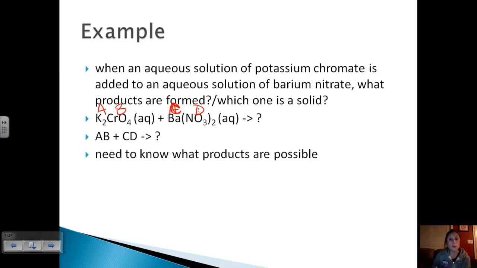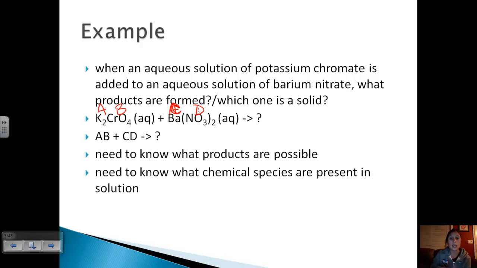So we need to figure out what products are possible in this reaction and what chemical species are going to be present in solution. So of our products, are any of them going to be solids, and then are any of them going to be aqueous? So solids are what we would call insoluble.